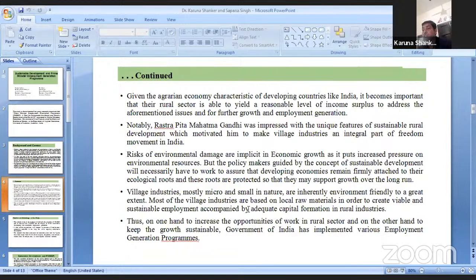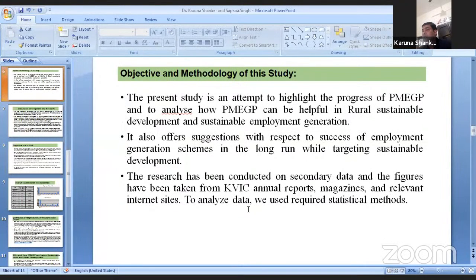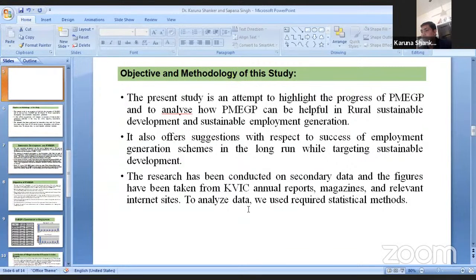Village industries, mostly micro and small industries, are inherently environment friendly to a great extent. Most village industries are based on local raw materials, in order to create viable and sustainable employment for educated and capable people in rural areas. So that on one hand it increases work opportunities in the rural sector, and on the other hand keeps growth sustainable. The Government of India has implemented various employment generation programs for this purpose, and I am quoting one important scheme launched by the Government of India in 1995, the Prime Minister Employment Generation Program.